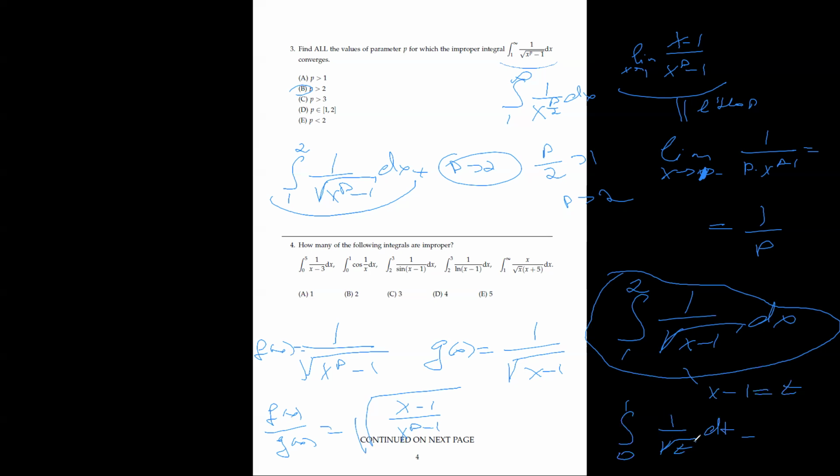Type 2, the exponent is less than 1, so it is convergent. Whatever p is, it is convergent. So B was the correct answer. Find all values: p should be greater than 2. Okay?